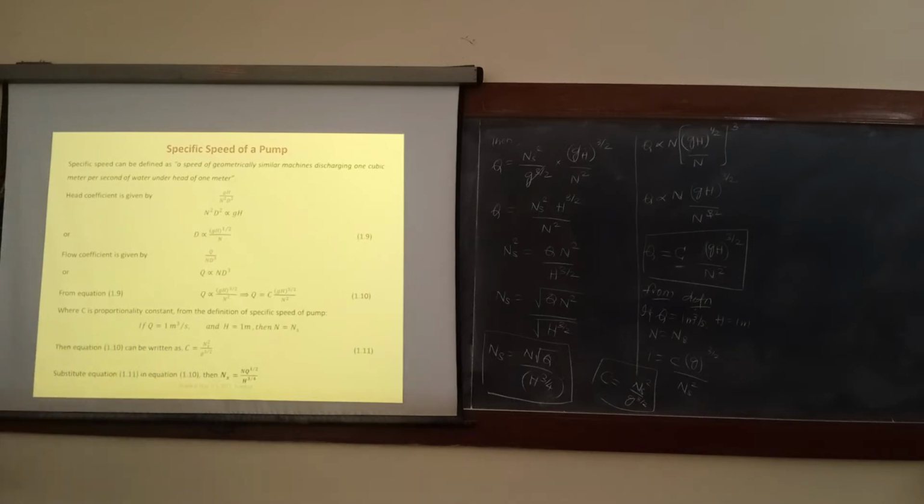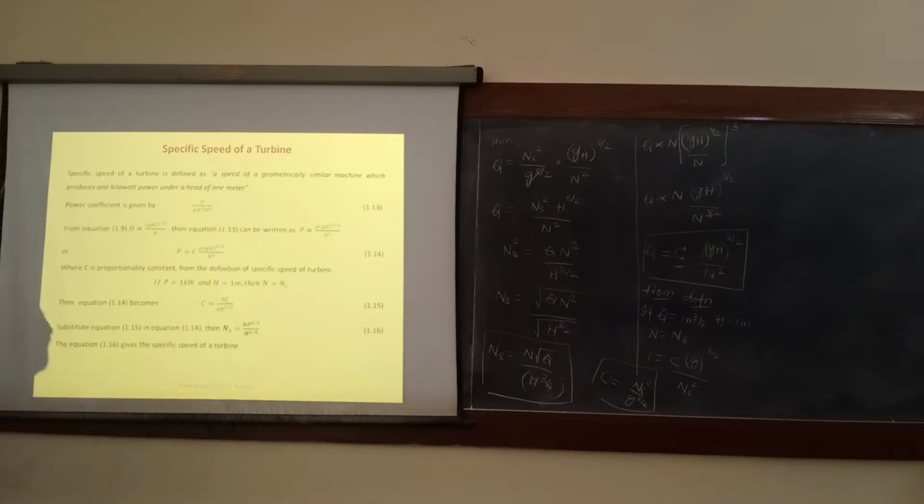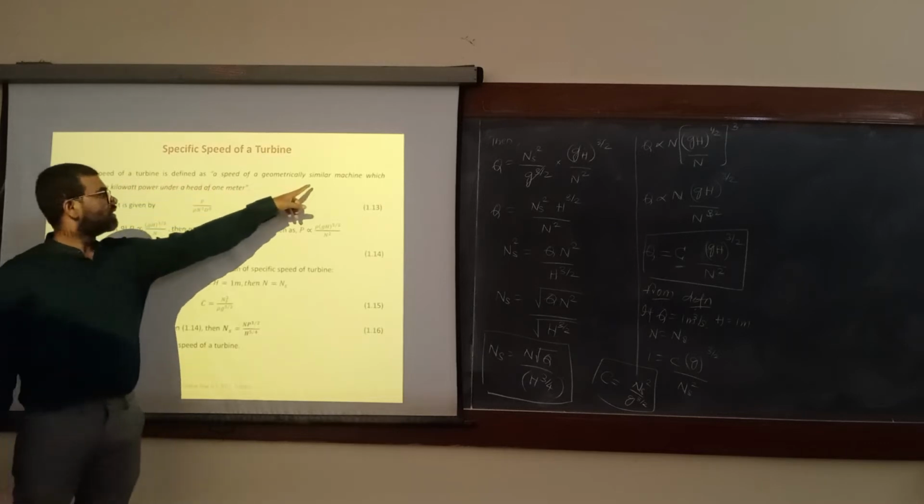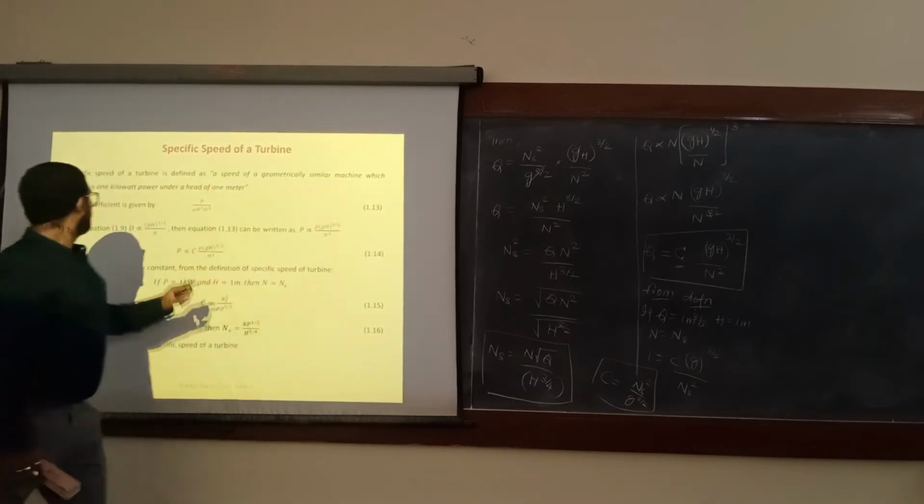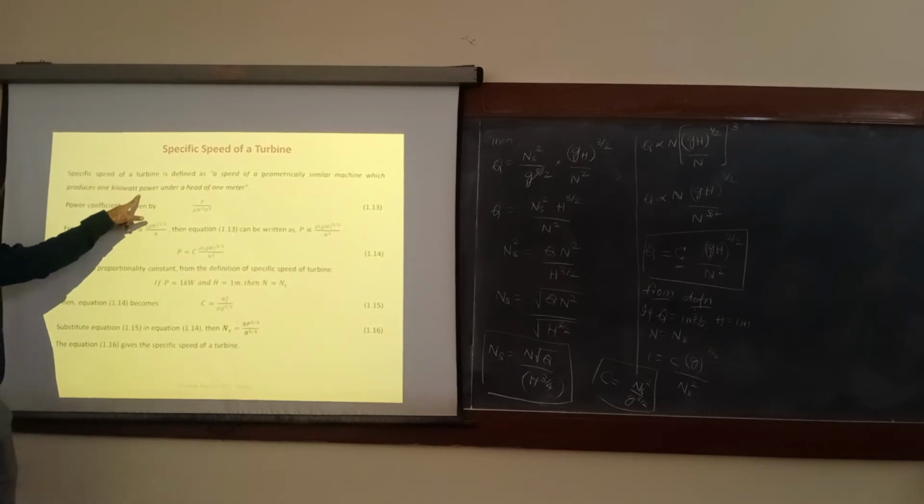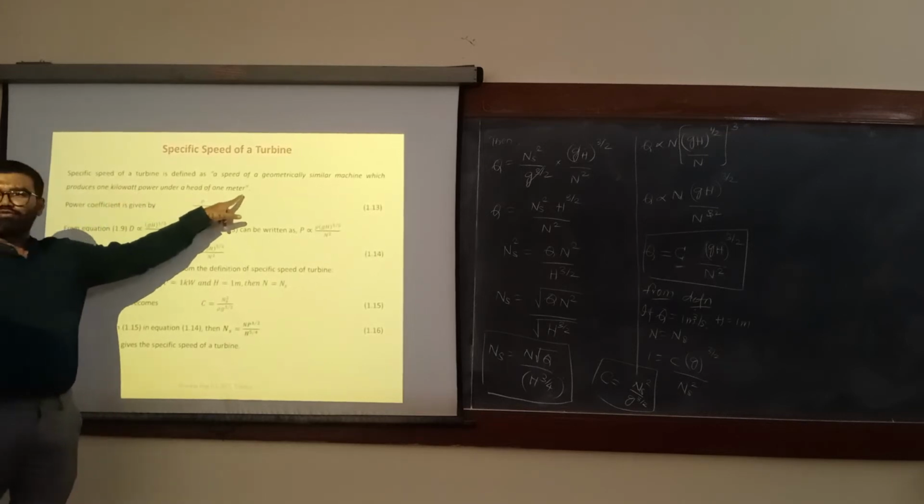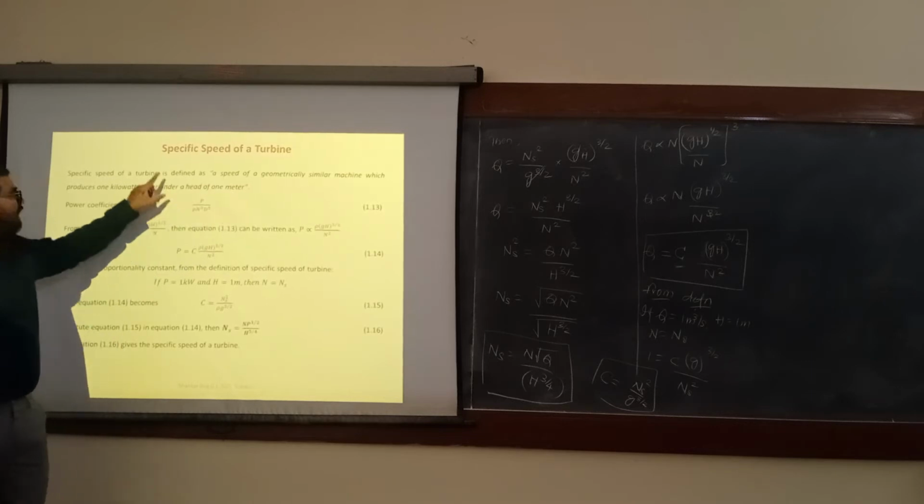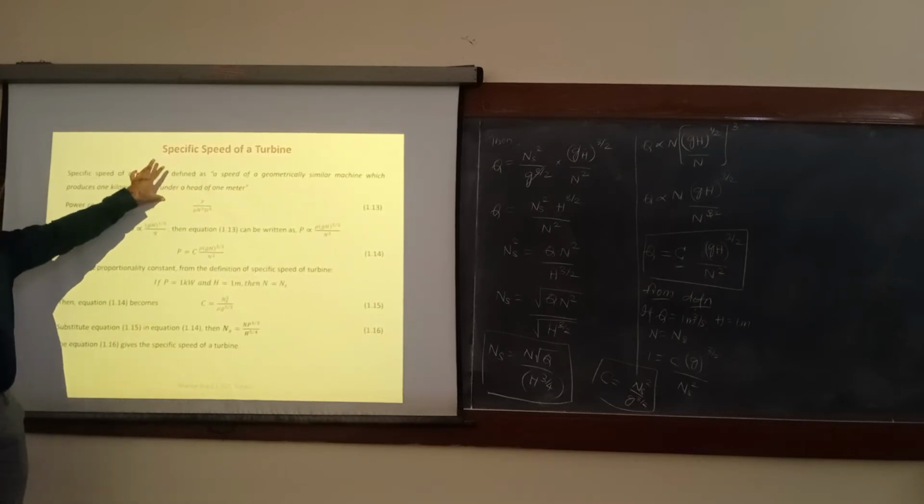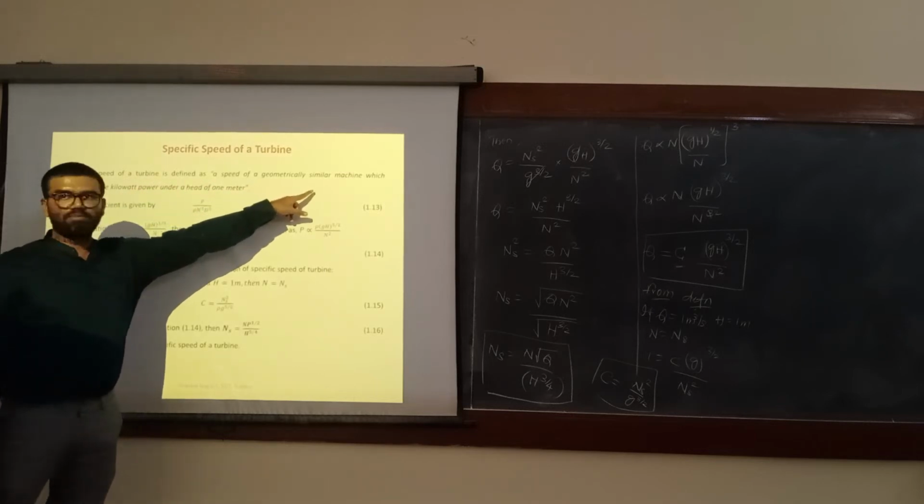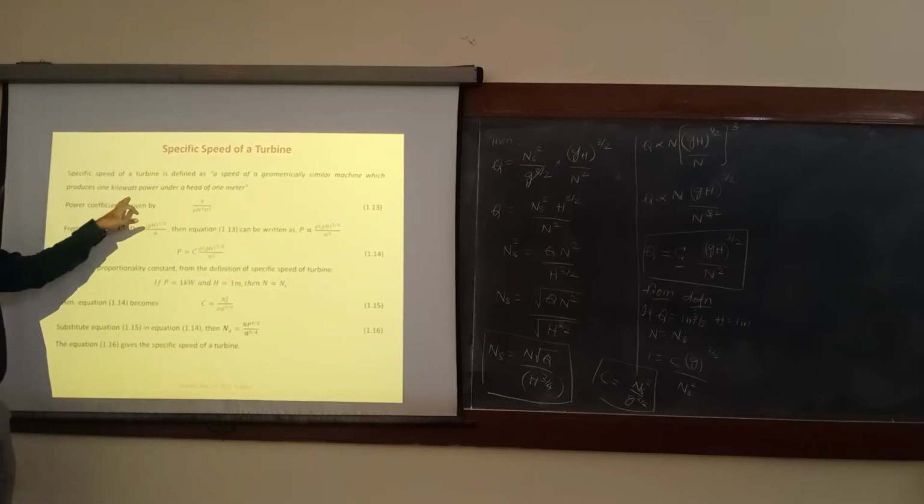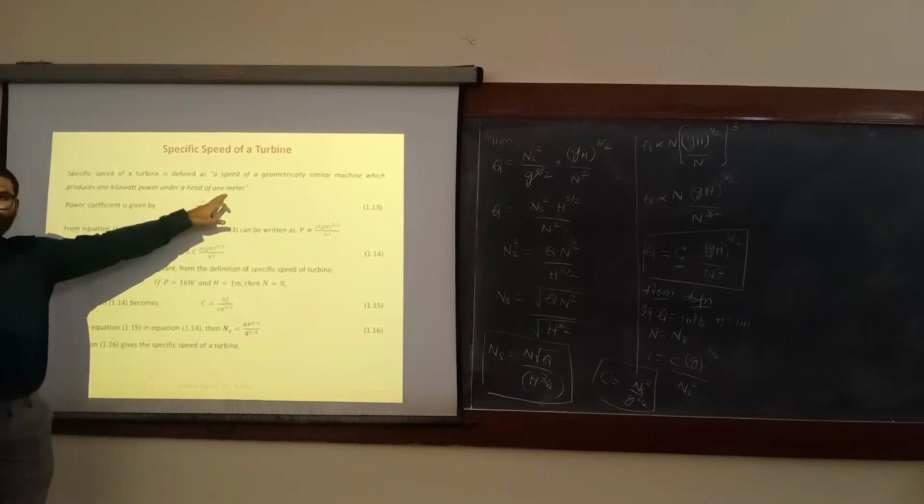Next, we will discuss the specific speed of a turbine. What is the definition of specific speed of a turbine? It is defined as the speed of a geometrically similar machine which produces 1 kilowatt of power under a head of 1 meter. This is the definition of specific speed of a turbine.